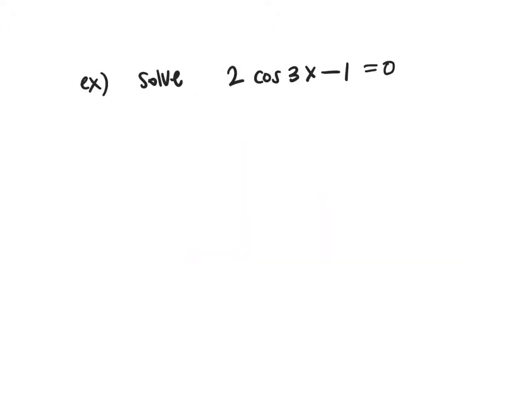Here's an example. Solve 2 cosine of 3x minus 1 equaling 0. So when I add 1 and divide by 2, I end up with the following. Notice that my k value, my coefficient, is 3 in this case. Remember the directions were to solve for this entire thing, the kx, whatever that is. So what would that equal? Cosine of what equals +1 over 2?